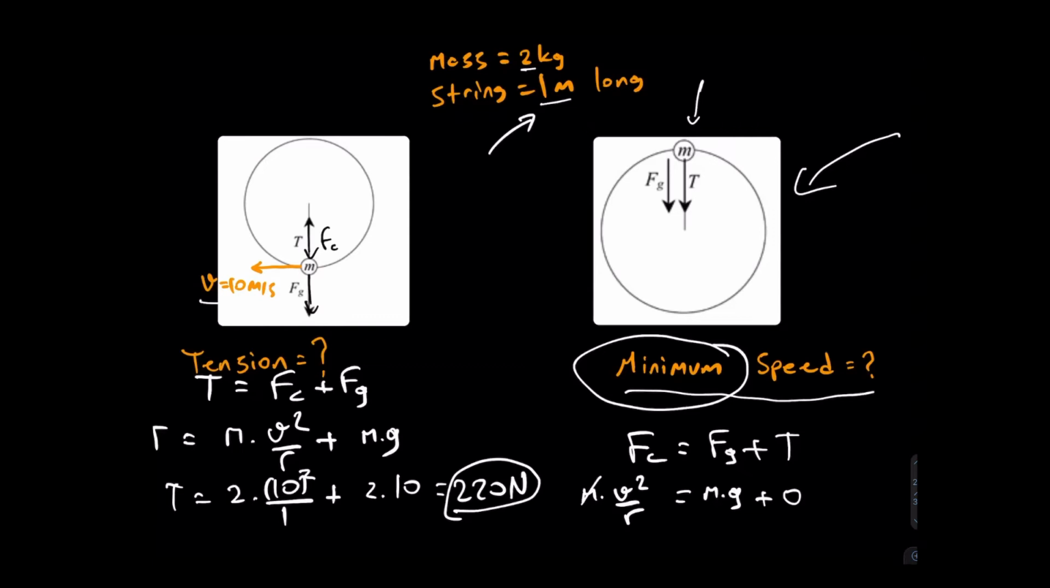Here we can cancel out the masses, and since we're looking for the velocity, I'm going to multiply each side by the radius. So rg equals v squared, and I'm going to take the square root of both sides. The velocity is going to be equal to, where r is equal to 1 and g is equal to 10, the square root of 10 meters per second.